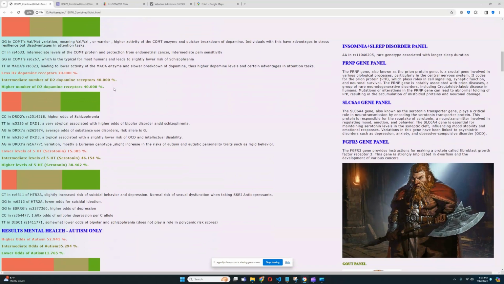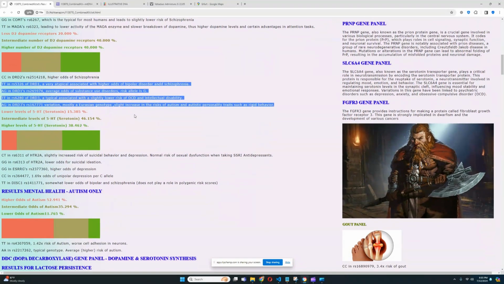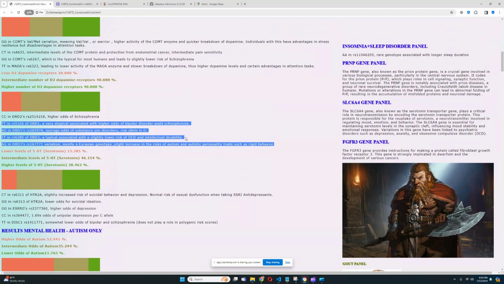For DRD2, he is scoring a higher number of dopamine D2 receptor sites in the brain. This also contributed to the high-ish score for schizophrenia and bipolar. He scored 1.2 times the average odds. I'd say it's not super high, but it's slightly high. And it is based on just one SNP right here, DRD2's rs2514218, which leads to slightly higher odds of schizophrenia and also to a slightly higher number of dopamine D2 receptor sites in the brain. None of the other SNPs that follow play a role in this panel, because this panel is only for DRD2. You see the sample isn't very high quality. There aren't that many SNPs that go into these results.